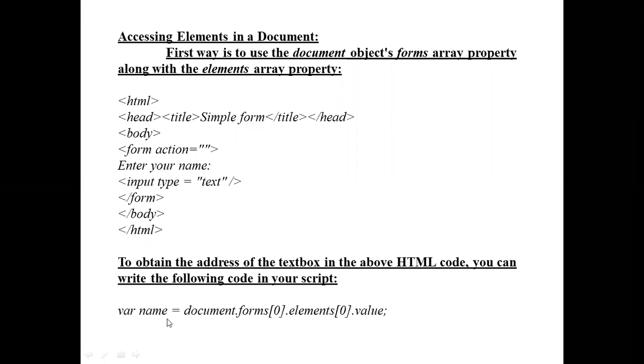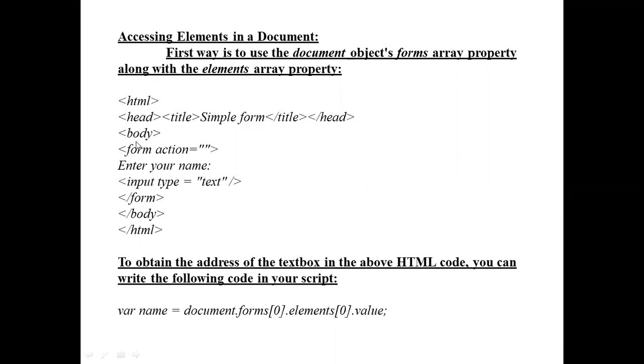So this is the code where name equals document dot forms, the forms array property of the document object. Forms of 0: here 0 indicates the index, so 0 means the first form in the HTML code. Forms of 0 dot elements of 0 means the first element in the form, dot value, that means the value of that first element.